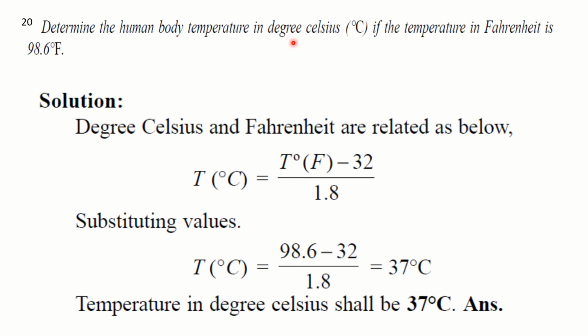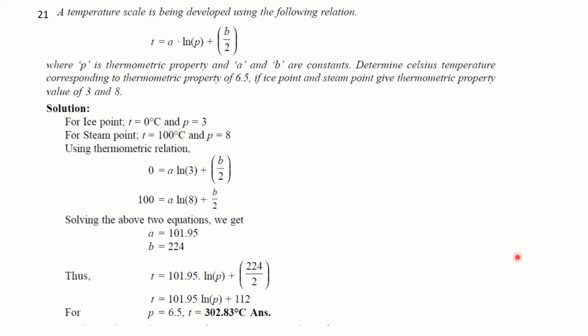Determine the human body temperature in degrees Celsius if the temperature in Fahrenheit is 98.6 degree Fahrenheit. You know from your high school you have studied the relationship between degree Celsius and degree Fahrenheit. T degree Celsius is equal to T degree Fahrenheit minus 32 divided by 1.8, that is 9 by 5. F minus 32, that's how the formula is. So here it is given 98.6, 32, 1.8, you will get 37 degrees Celsius.